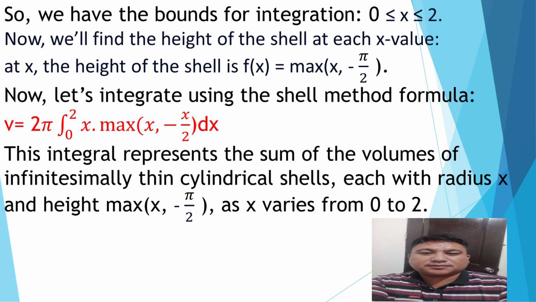The height of the shell is f of x equals max of x and negative x over 2. Now, let's integrate using the shell method formula. V equals 2 pi times the integral from 0 to 2 of x times max of x and negative x over 2 dx. This integral represents the sum of the volumes of the infinitesimally thin cylindrical shells, each with radius x and height max of x and negative x over 2, as x varies from 0 to 2.